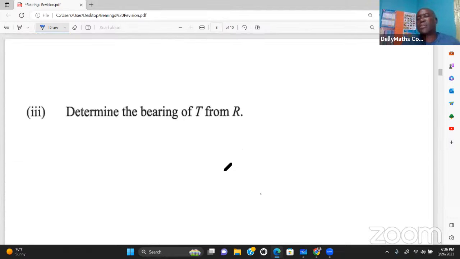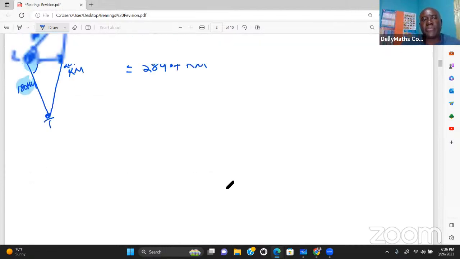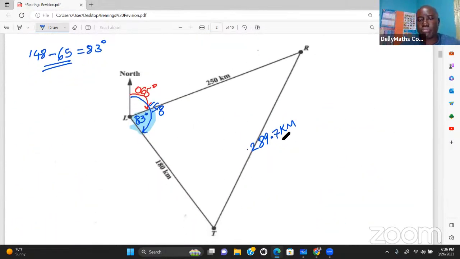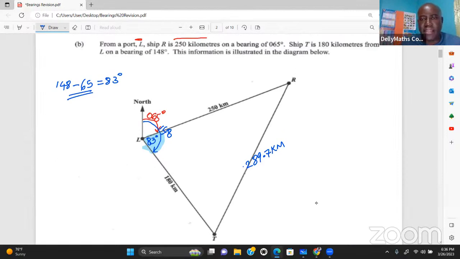The next question says, what we want to do is to determine the bearing of T from R. So we want to determine the bearing of T from R. I'm going to go back to the original diagram to look at this. Bearing of T from R. So we have to remember that. So here is R. Let me minimize this just a little bit. All right, good. So we want to find the bearing of T from R.